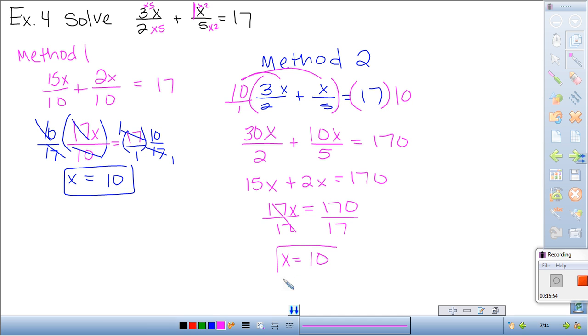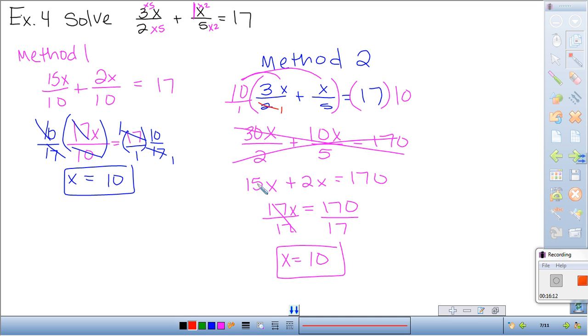So see, we got the exact same answer no matter which method we use. Now this is the step I would usually skip right here. Instead of doing that, I would cross cancel in my head. So I'd cross cancel the 10 and the 2. They're both divisible by 2. I do this part in red. 2 divided by 2 is 1. And in my mind, I'm thinking 10 divided by 2 is 5. 5 times 3x is 15x.